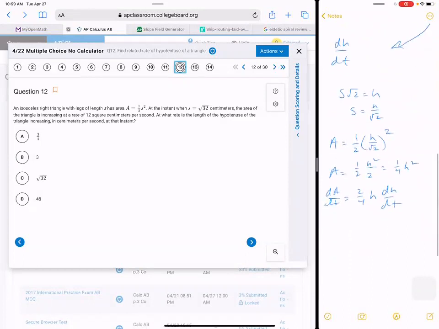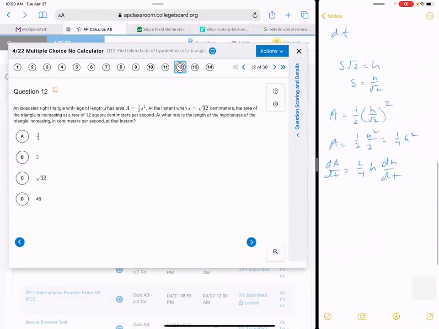Okay, great. Now, they gave us a couple of things. They told us that dA dt was 12. This is going to be 12 here. What's the hypotenuse? Well, they told us that if s is equal to square root of 32, then h is equal to, remember we said, s square root of 2.